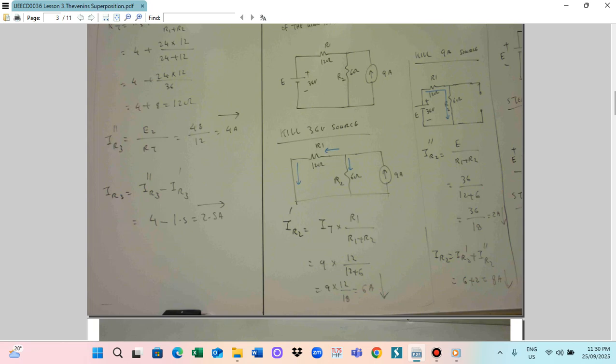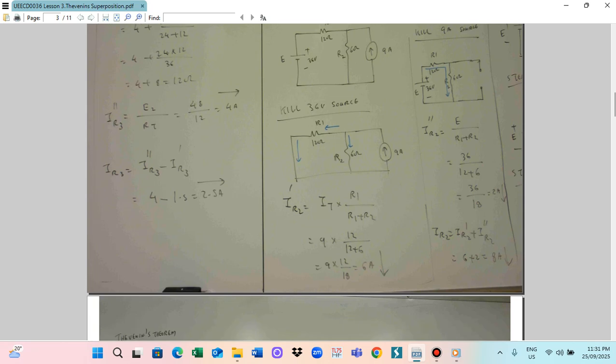In this case, there are two sources, the voltage source and the current source. So you have to alternately kill the sources. Kill the voltage source and find the current flowing through R2, and then kill the current source and find the current flowing through R2. If the two currents are in the same direction, you have to add. Otherwise, you have to subtract.